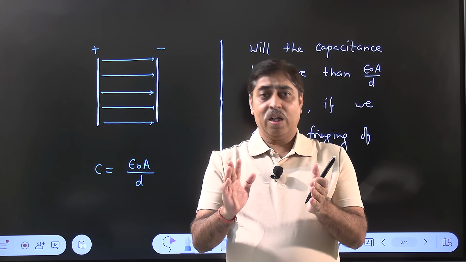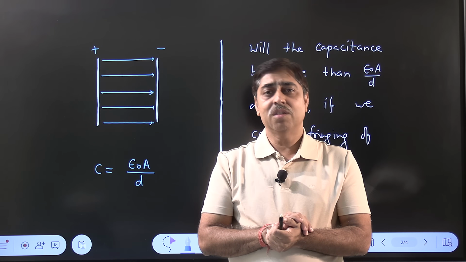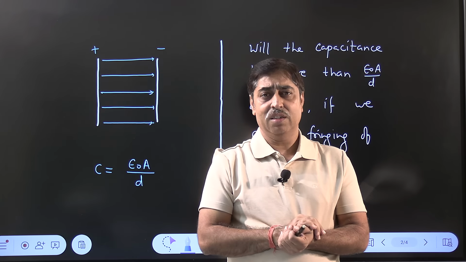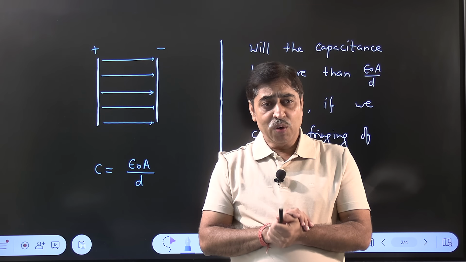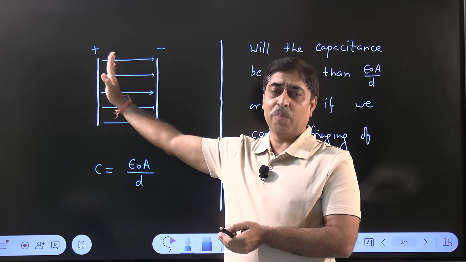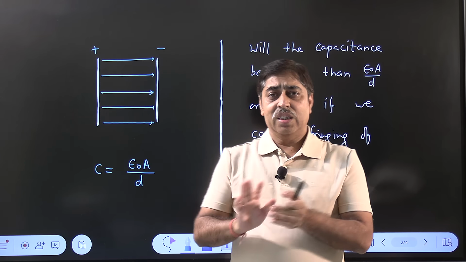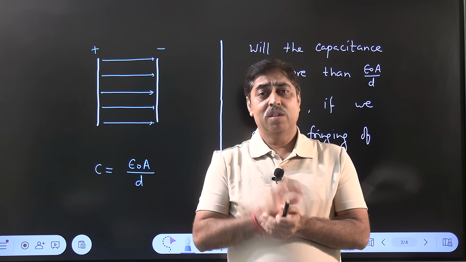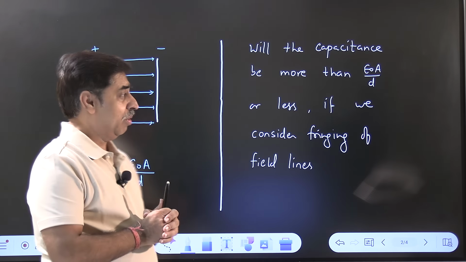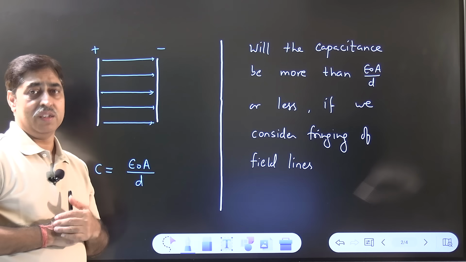Now, at least some of you must know that this is an ideal case and reality is not exactly like that. There is fringing of field lines near the edges, and it is not exactly right to consider the electric field to be normal to the capacitor plates at points like this. So, this formula obviously is an approximate one. Now, the question is, if we take fringing of field lines into account, will the value of capacitance be greater than this or less than this?